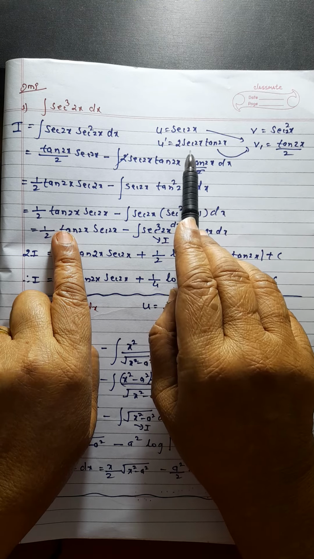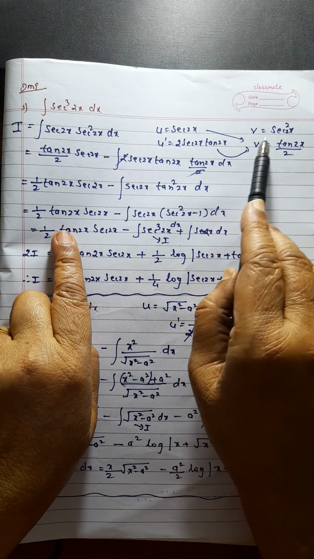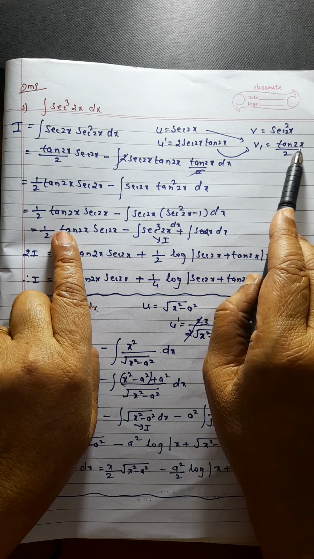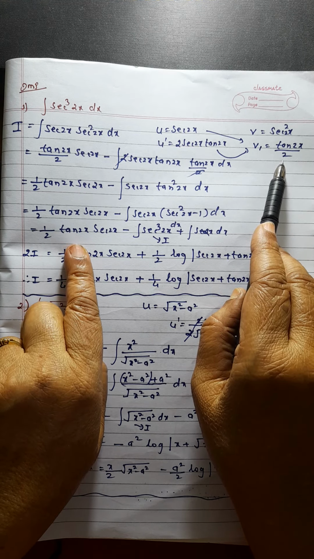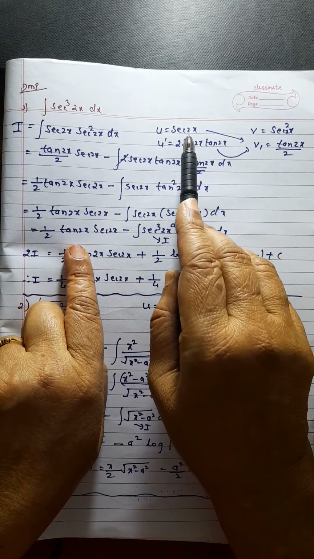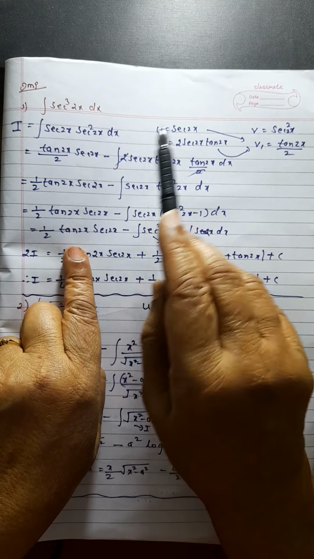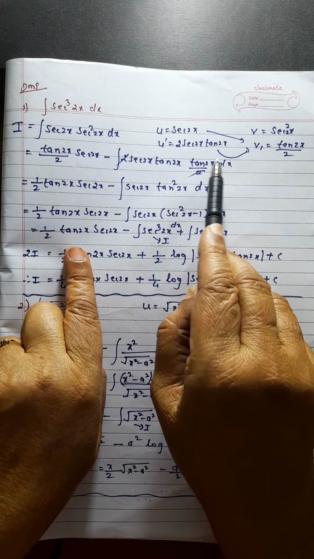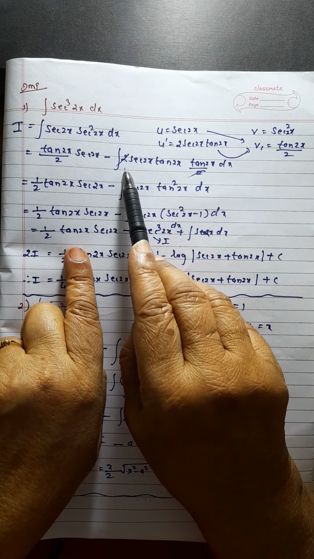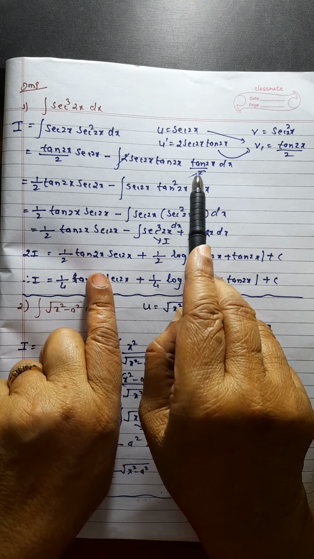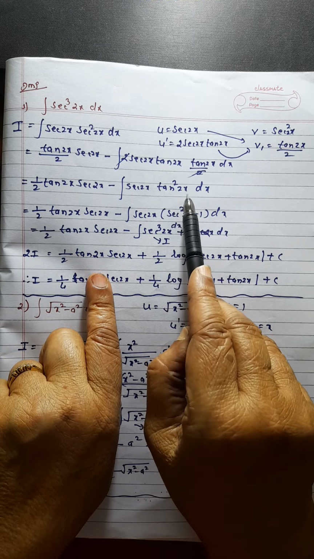Derivative of u is 2 sec 2x tan 2x. And integration of v will be tan 2x, and in integration we divide by the coefficient, all of you know. So integration by parts will be u into v1, this into this, minus integration of this into this. So when you do this, 2 cancels, and this will become tan square 2x.